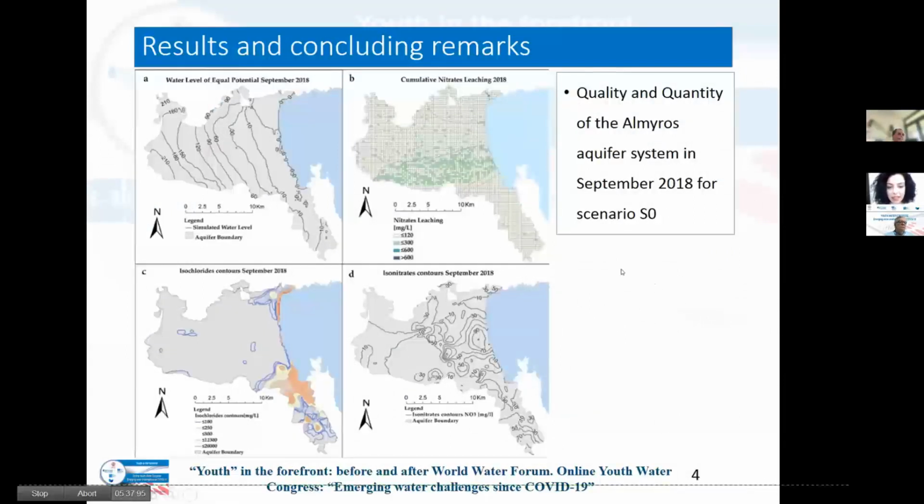And here we can see in the maps the status of the quantity and quality in the Almiros aquifer for the baseline scenario S0 at the end of the simulation period in September 2018. We can see that the water table is under the mean sea level in the coastline. We have nitrate leaching that contributes to nitrate pollution, and also seawater intrusion, especially in the northern coastline. The nitrate pollution is evident in the areas with low hydraulic conductivity.